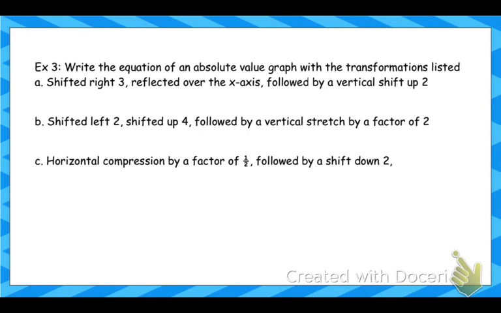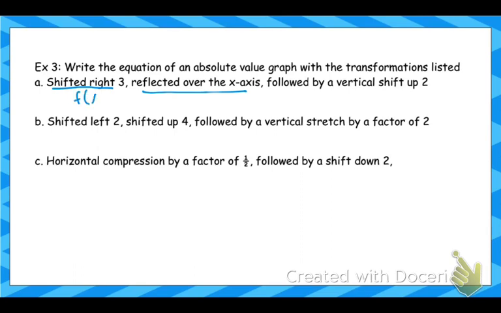All right, last one. We're going to write this off of words now. So we're going to take the absolute value parent function. We're going to start in this first one. It says it's shifted right, it's reflected over the x-axis, then followed by a vertical shift. So this graph is actually going to have some order things that we need to pay attention to. So we'll start shifted right.